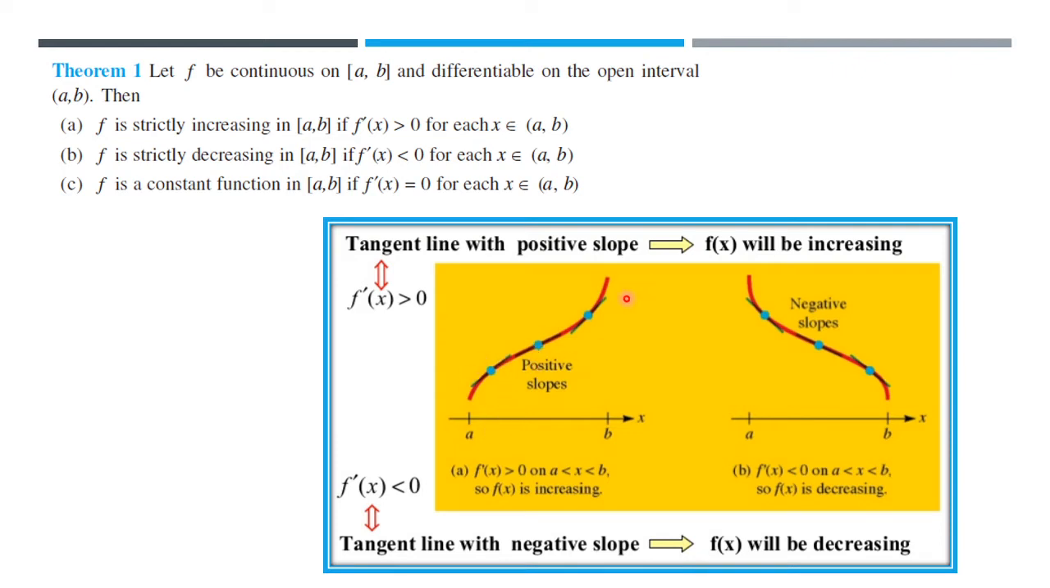We draw a few tangents, these black lines. In this graph, we can observe that if you extend these tangents and bring them to the x-axis, then definitely they will have a positive slope. So we can say f dash x is greater than 0 in this interval when x lies from a to b. So it means this function is definitely increasing.